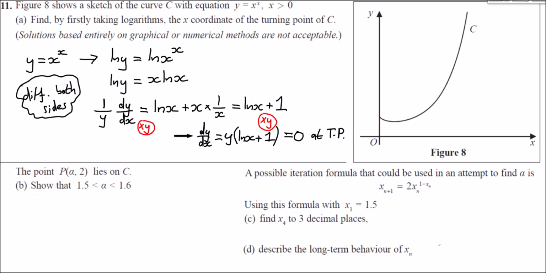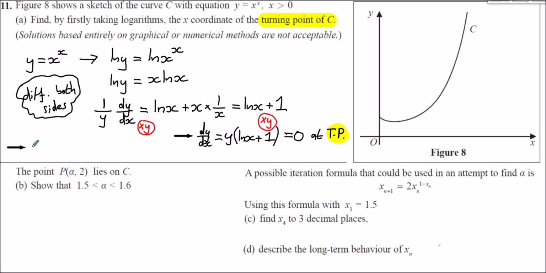If I just put TP as turning point, that way it's not going to be that confusing. So is y ever 0, as you can see from this graph? Well, y is never 0, y is always greater than 0. So what we now need to do is to solve for when ln x plus 1 is equal to 0.